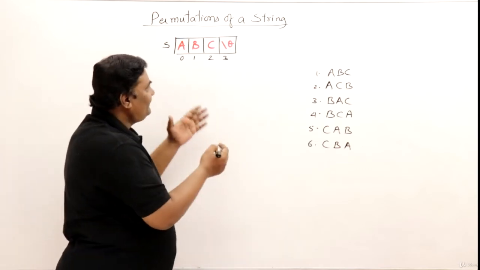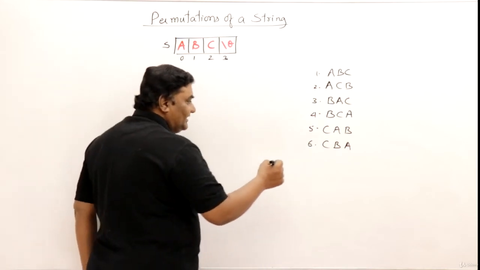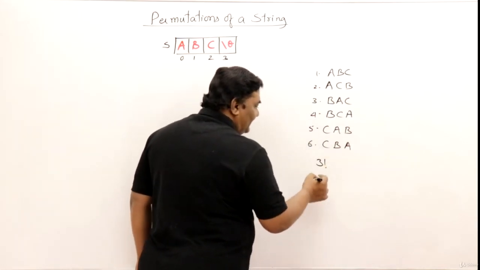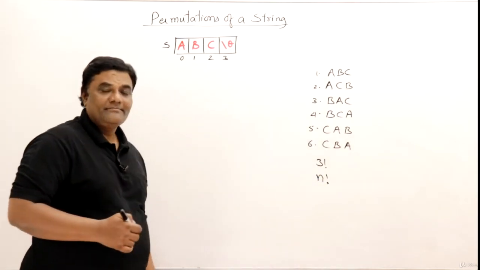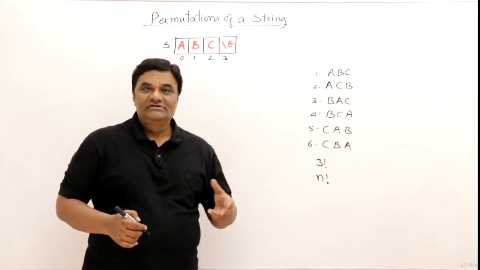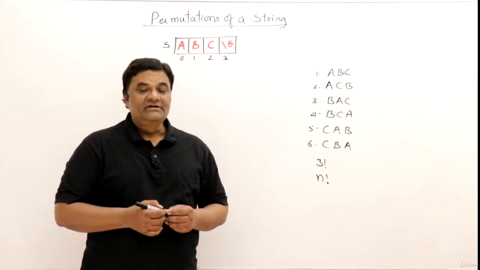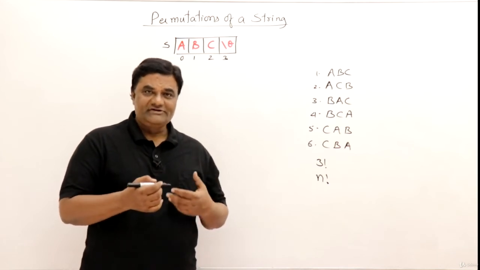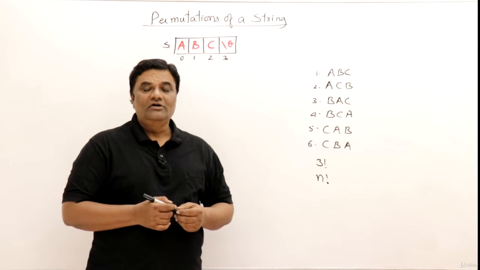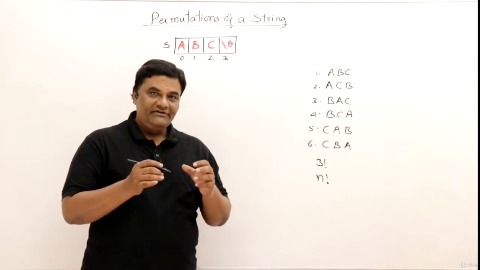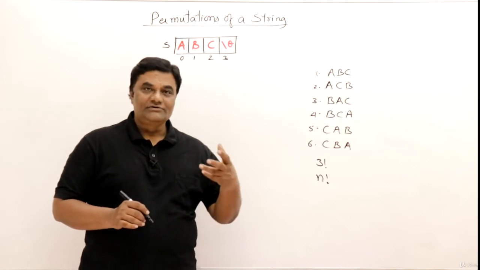If there are 3 characters in a string, how many permutations are possible? 3 factorial are possible. It means for n characters, n factorial are possible. So we want all those arrangements. Now how to get those arrangements? For that we will devise some procedure, or some logic, for generating all those permutations. First let us do some board work to get the idea of how we can get those permutations.